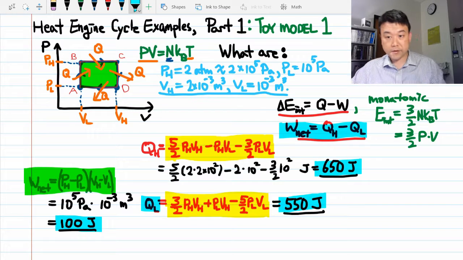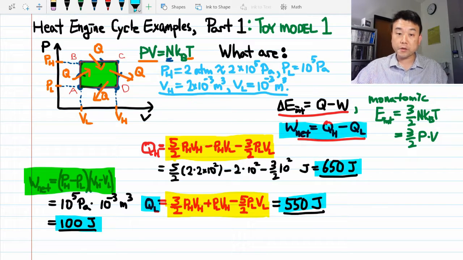So I think that's everything we can do with this toy model here. I'll have one more toy model for you to look at where the calculation is still relatively simple and we can again plug in the numbers and get some intuitive feel for it.